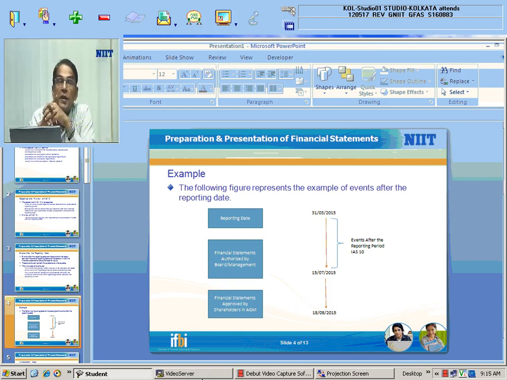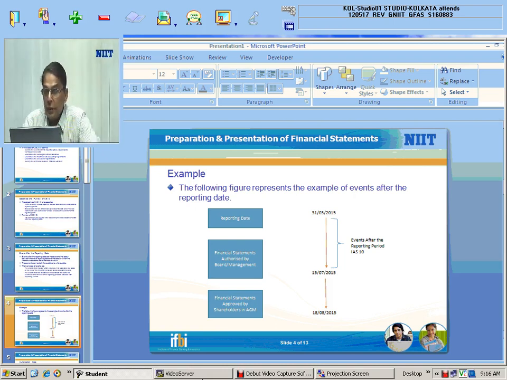The preparation of financial statements may not be completed in one day or one night. It takes time to complete the process of preparing financial statements. Then these are going to be audited by the external auditors, statutory auditors. So some time is required. The time could be 1 month, the time could be 2 months. Once the financial statements are prepared and audited by the auditors, then they are put up to the board of directors or the management for their authorization. That means once they authorize, the financial statements can be released to the users.